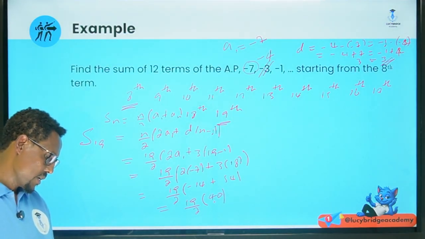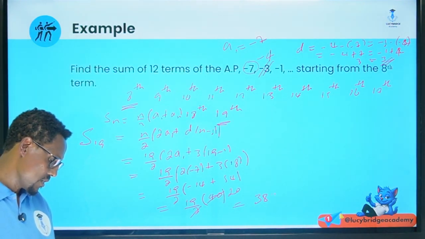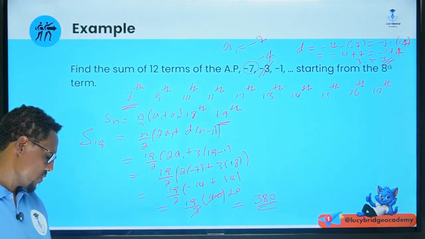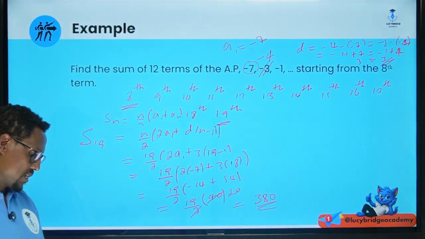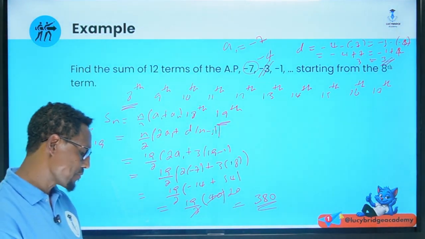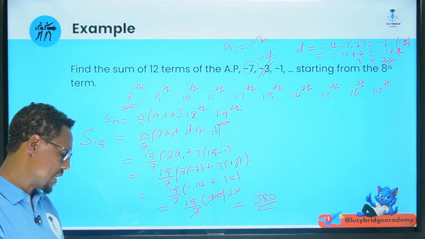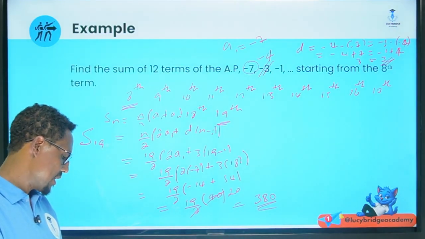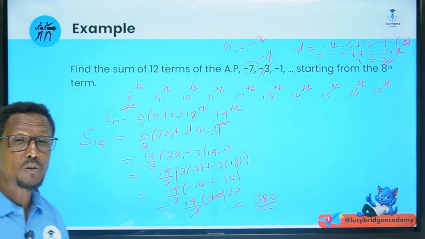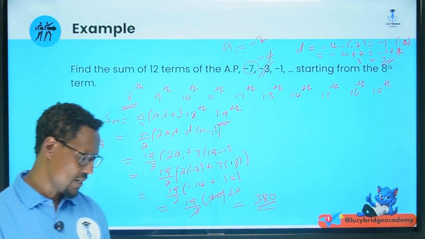Now 1 by 2 is 20, which means 380. So S19, the sum of the first 19 terms, is 380. This is the sum from the first term up to the 19th term.